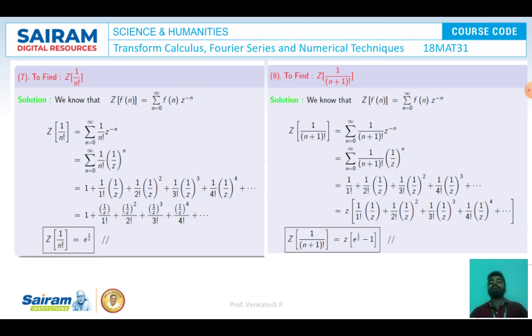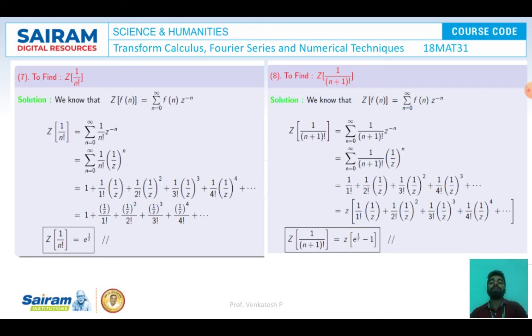So next one is z transform of 1 by n factorial. So first take the basic formula. In the place of f of n, replace 1 by n factorial. So we got z transform of 1 by n factorial is equal to summation n from 0 to infinity 1 by n factorial into z power minus n. This will be equal to what? Summation n from 0 to infinity 1 by n factorial (1 by z) whole power n. Expanding the summation, we got this series, and simplifying this we got z transform of 1 by n factorial is equal to e power 1 by z.